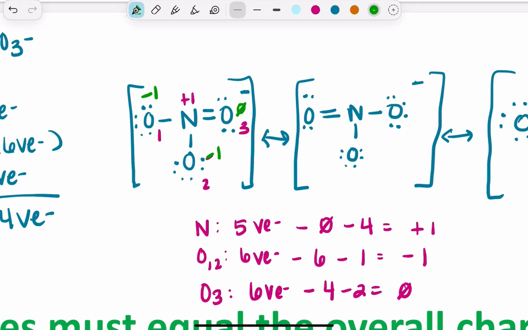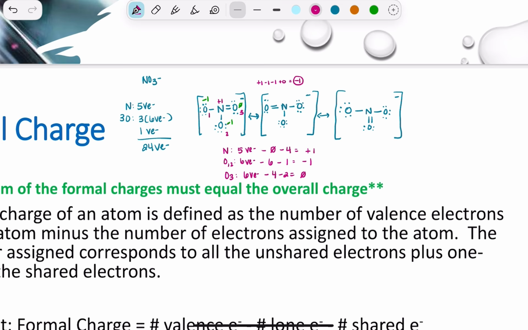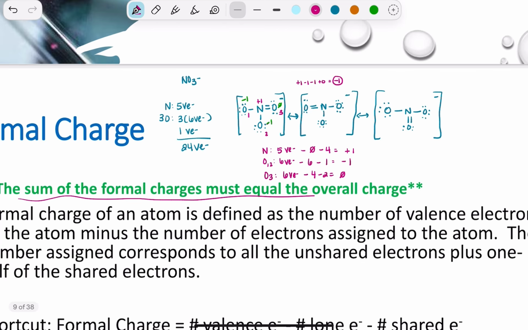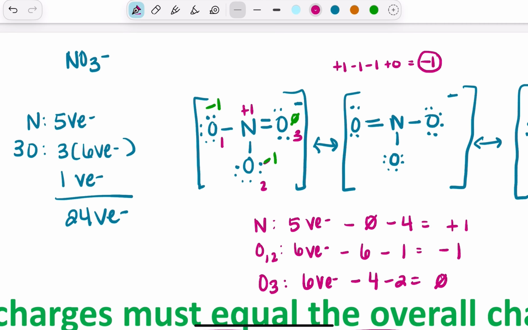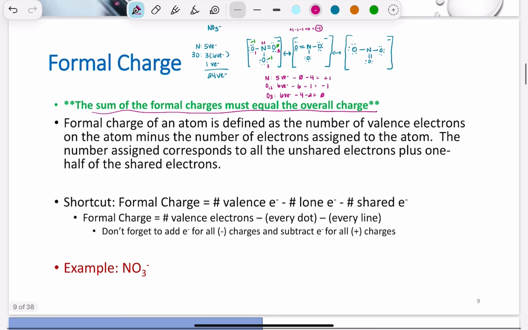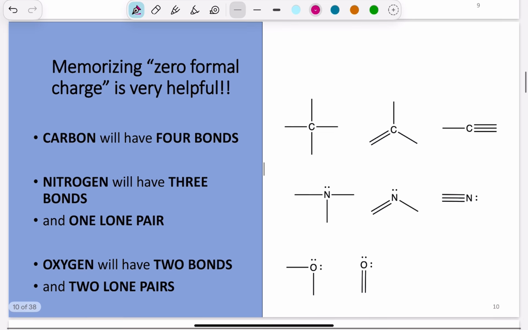So notice in this molecule, and this is the right structure, the nitrogen has a +1 charge, 2 of the oxygens have a -1 charge, and 1 oxygen has an overall 0 charge. So +1, -1, -1, plus 0 gives me an overall -1 charge. This is what it means by this statement here. The sum of the formal charges must equal the overall charge. So overall, the sum of all the individual charges equals -1, which is the charge on the nitrate ion.